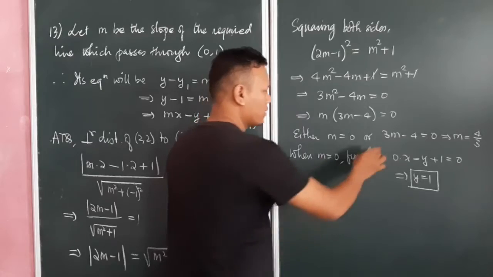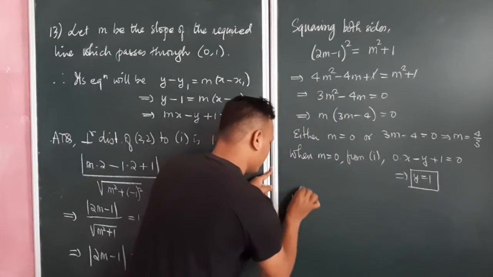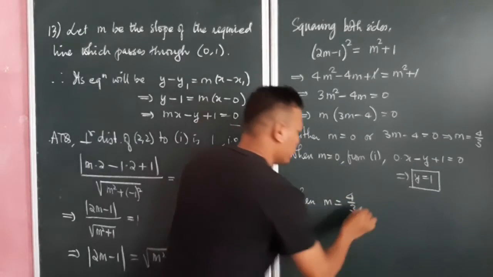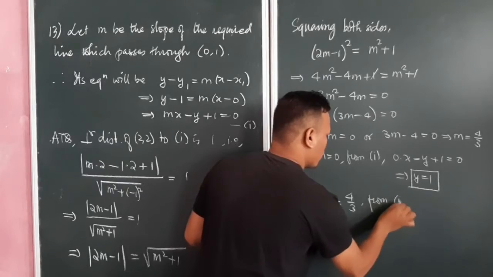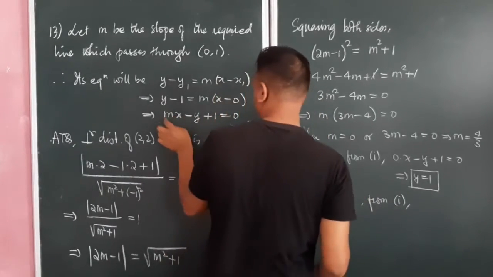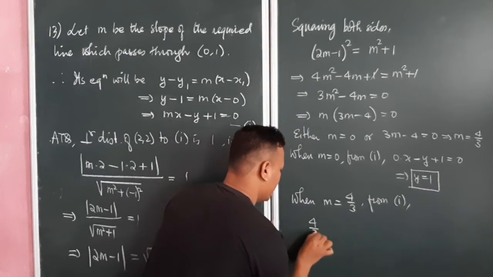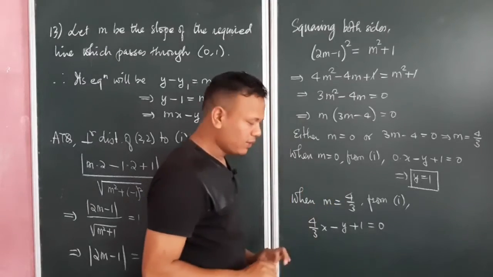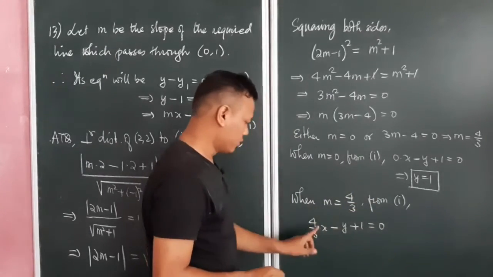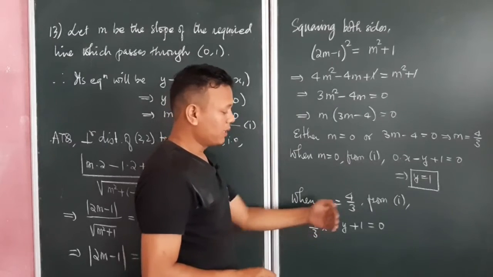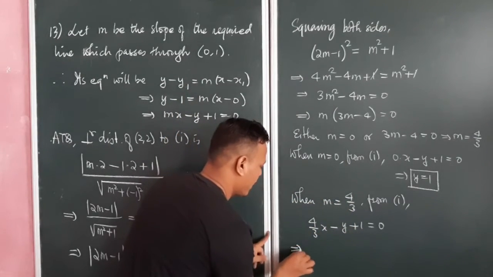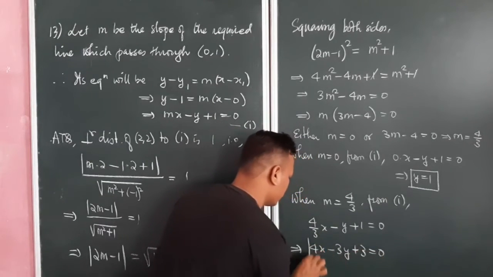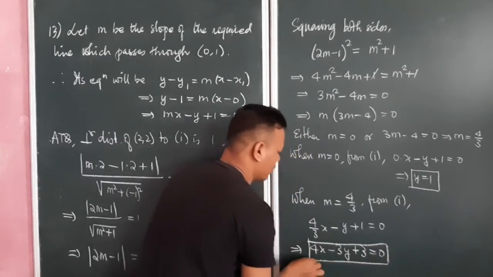Okay, so let us put the other value of m, that is when m equals 4 by 3, then from 1, let's see what we get. From 1 we get 4 by 3 x minus y plus 1 equals 0. Simplify this by multiplying both sides by 3, because we want to get rid of this 3. Then you will arrive at 4x minus 3y plus 3 equals 0. So this is my other equation of the line.